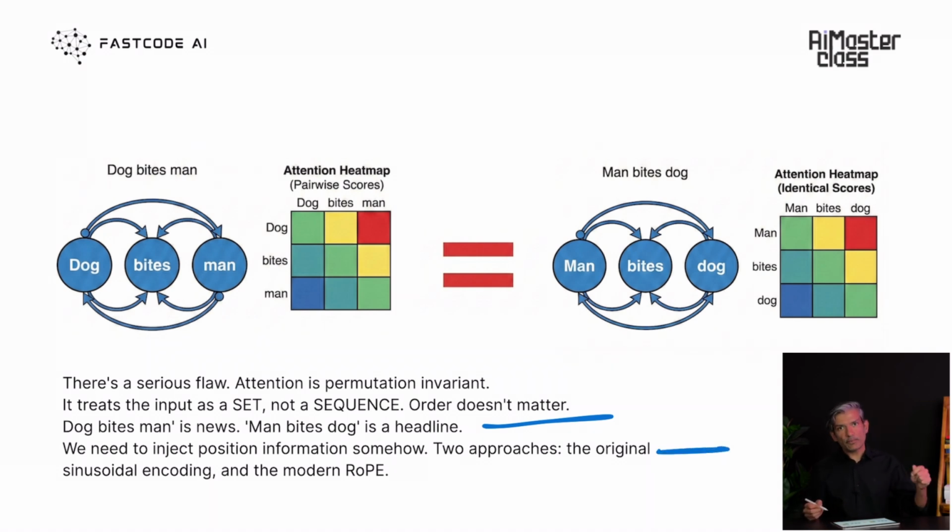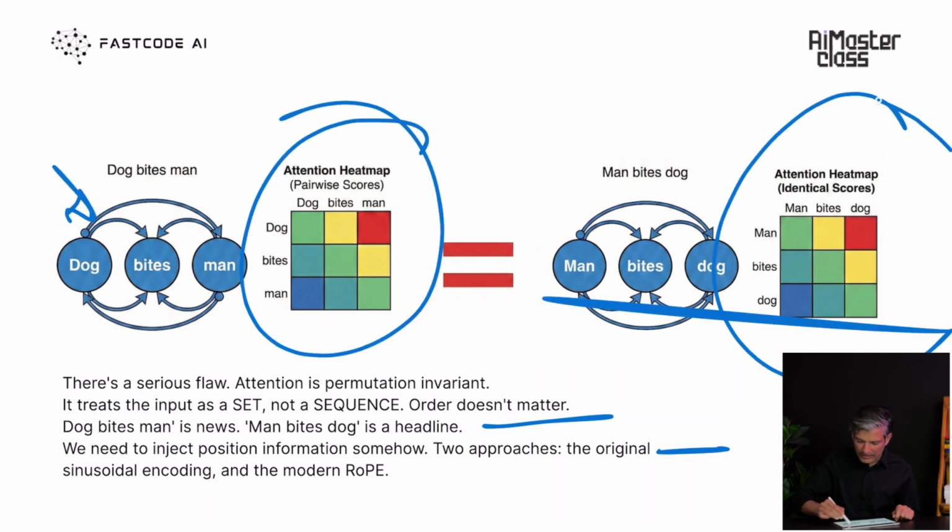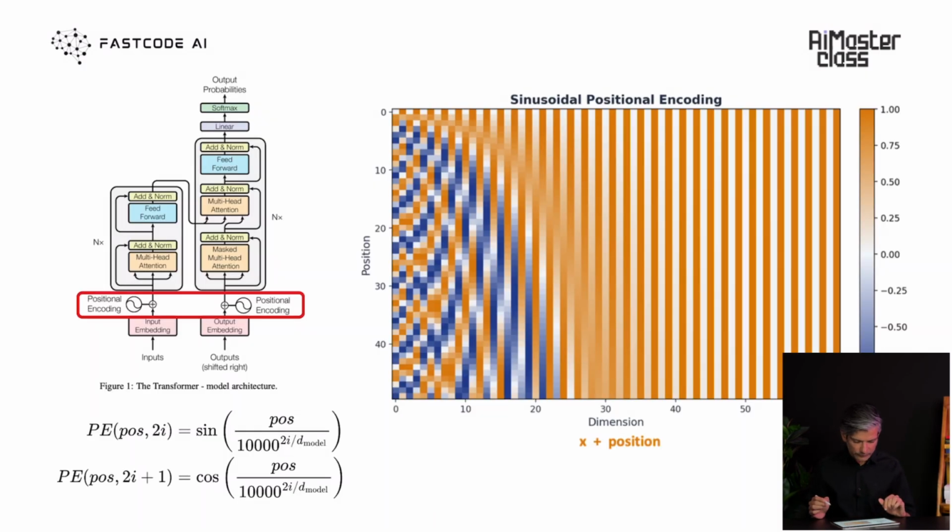And there are two approaches: the original sinusoidal encoding and the more modern RoPE, and we'll briefly discuss both of them. So currently it's everything to everything, and the attention heat maps, whether it's man to dog or dog to man, it's exactly the same.